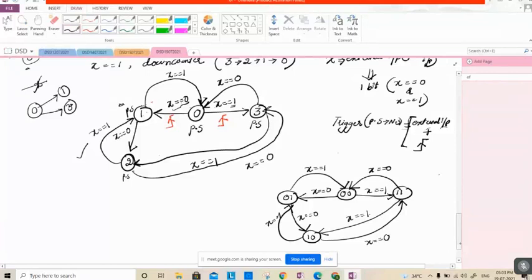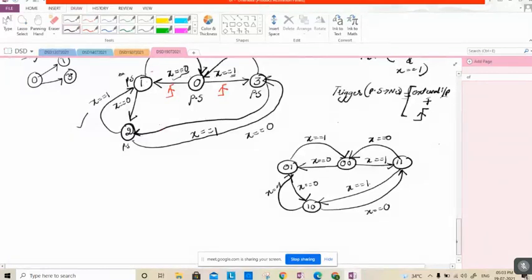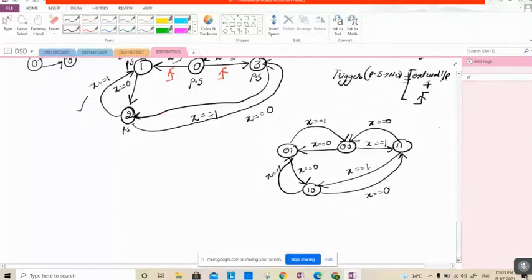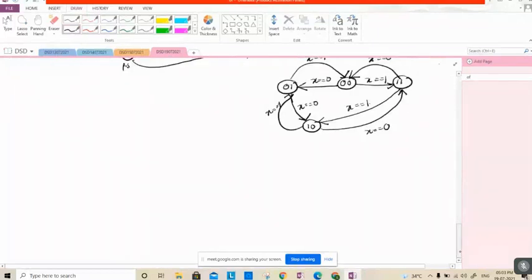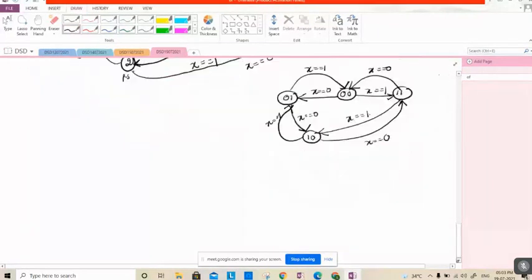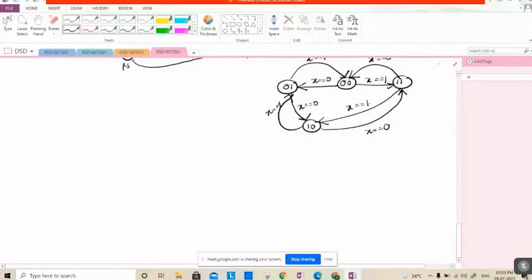Why have we taken 2 bits? Why is it 2 bits? It is mod 4, right? Mod 4 means 4 states. 4 states can be represented with 2 binary bits.